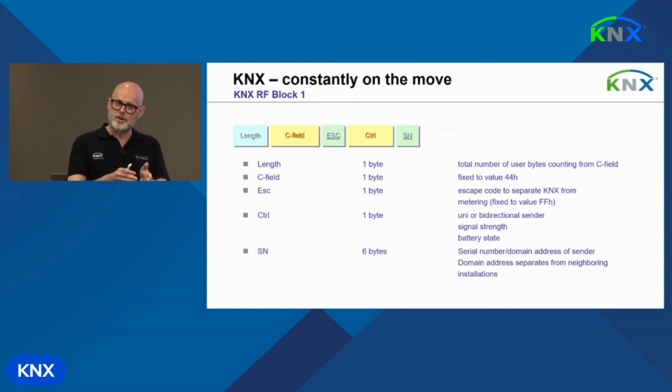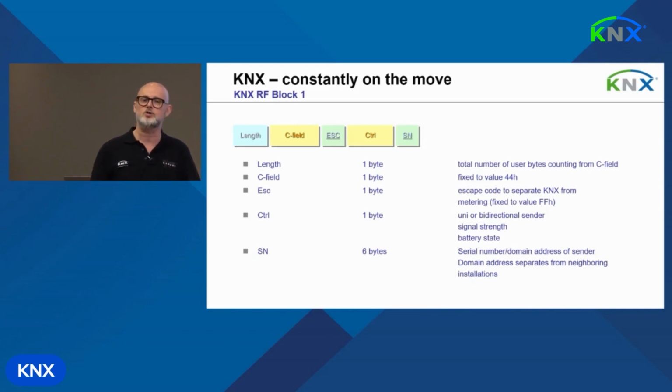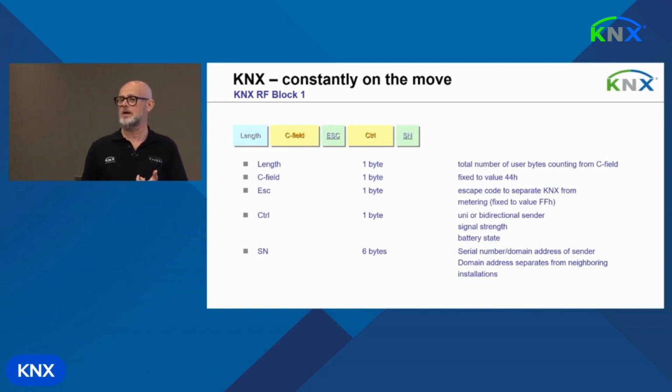Okay, if we look more deeply into the first block, it has some specific values. The C field is always set to 44 hex, so it's a fixed value. The escape code is used to separate KNX from metering. You remember, KNX was designed to be able to use the same chips as radio frequency metering. And the control byte indicates whether this telegram is being sent by a unidirectional device or by a bidirectional device. It also indicates how good the signal strength is, and gives an indication of the battery state of the device.